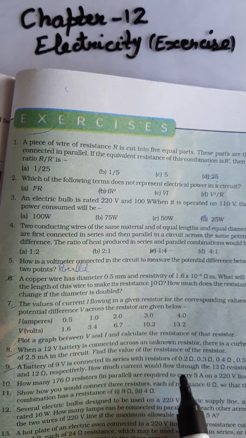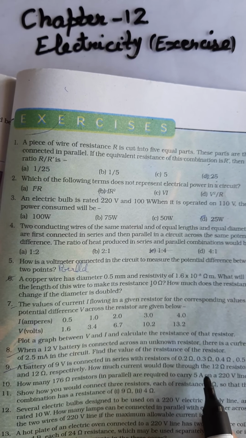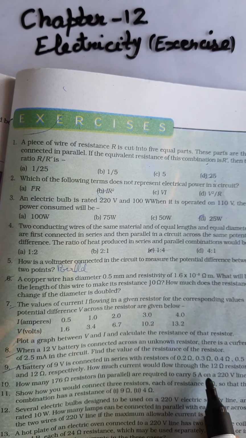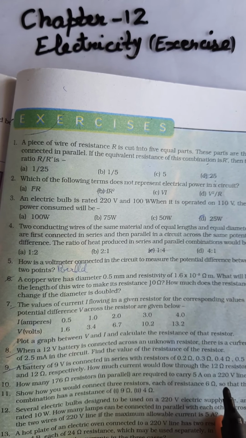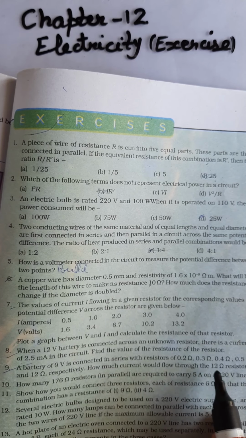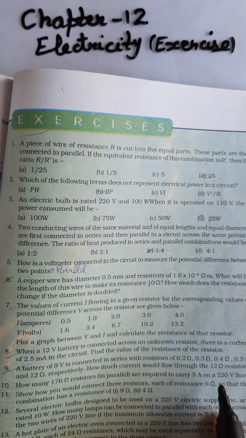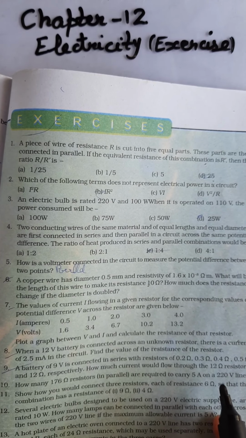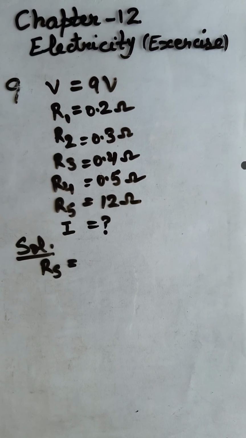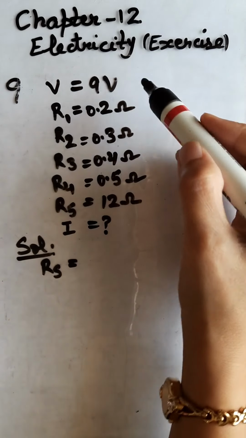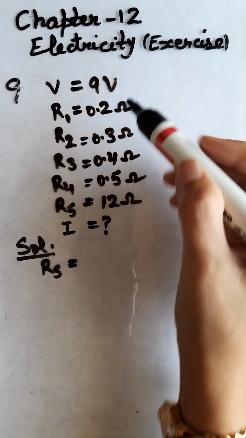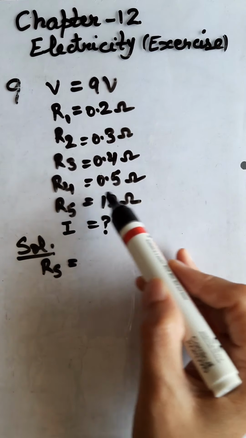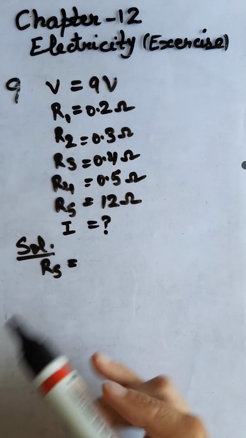resistor. So once we find the current of the circuit, as we know in series resistance, same current flows through all the resistors. So whatever the value we get of the current of the circuit, same value of current is flowing through 12 ohm resistor. So we have written all the given. V equal to 9 volt, R1, R2, R3, R4, R5, and we have to find I.